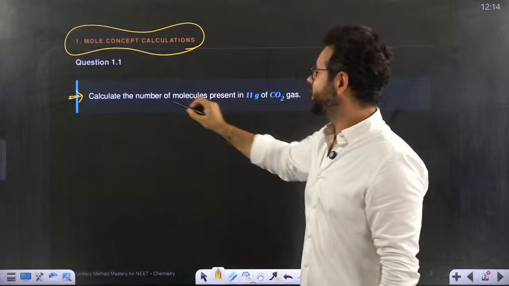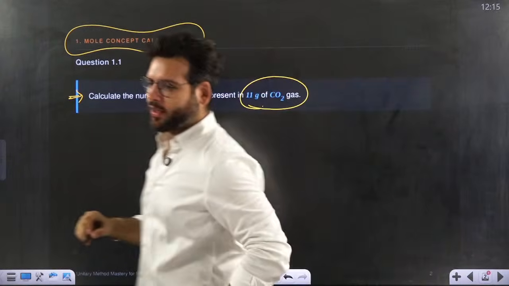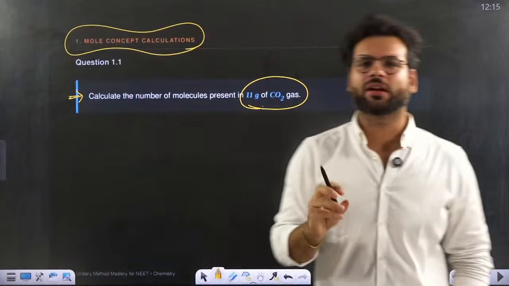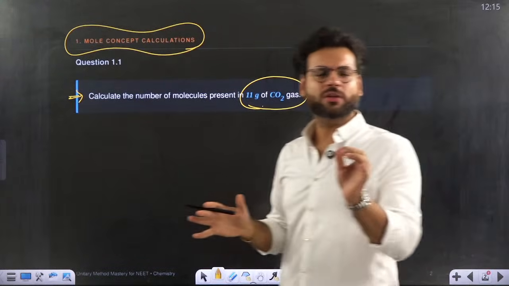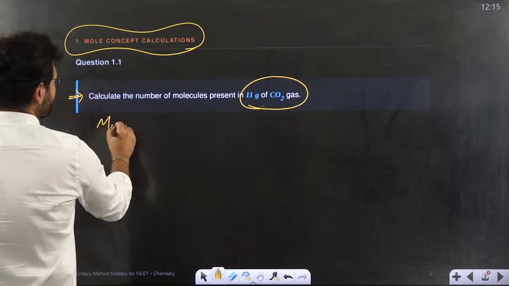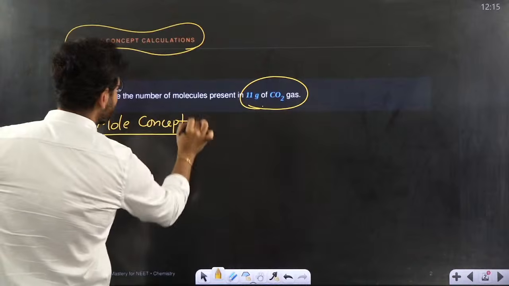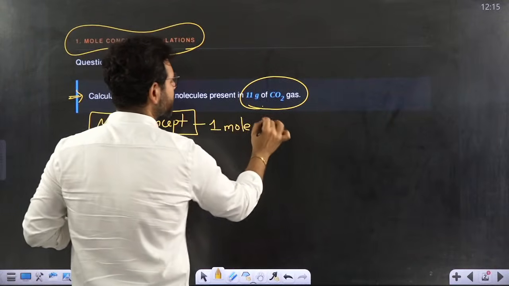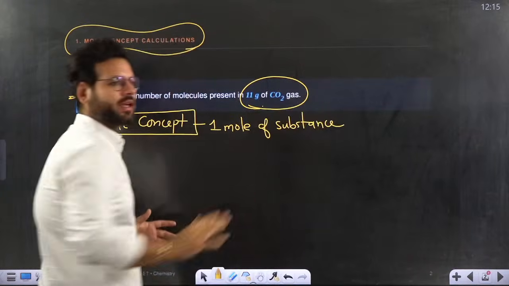So calculate the number of molecules in 11 gram of CO2 gas. So whenever anything is asked to you, what is the substance given? Write the full kundali of that molecule. So if I talk about CO2, I will write the kundali of CO2. I'll call it mole concept of CO2. A mole concept means writing everything about 1 mole of substance. Whatever we know about 1 mole of a substance, we can write.